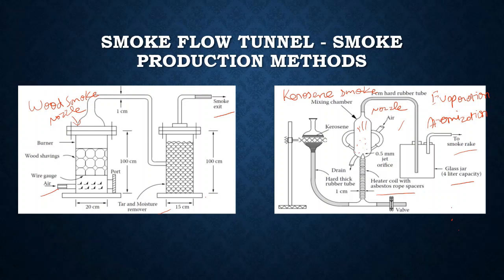And what are the other methods? So next you have the question, what are the other methods? We can generate the smoke flow visualization, or smoke production, directly from chemical composition. So what are those chemical compositions? First of all, we have titanium tetrachloride.